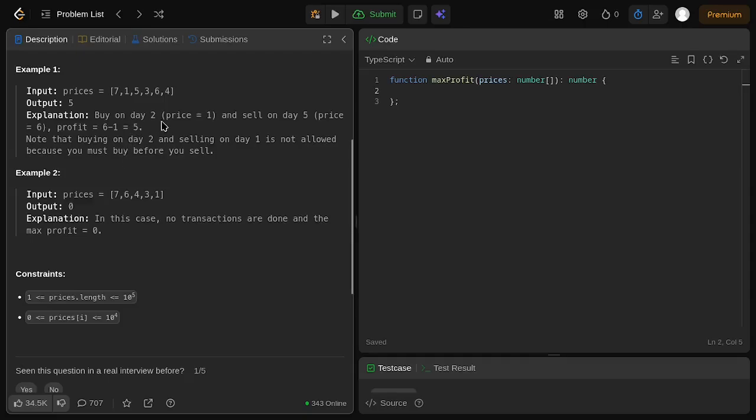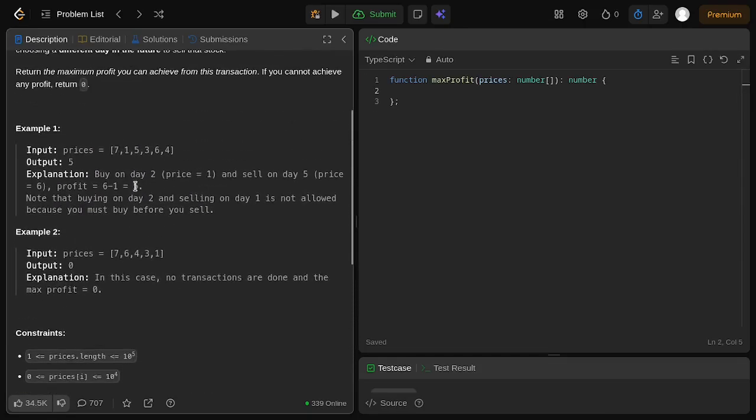And the explanation says we buy on day 2, which is the lowest price, and sell on day 5, which is the highest price after day 2. We do take note that buying on day 2 and selling on day 1 is not possible, because day 1 is already in the past. So the answer is 5.